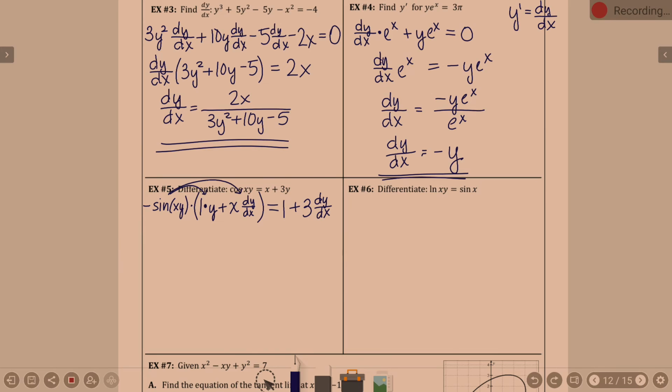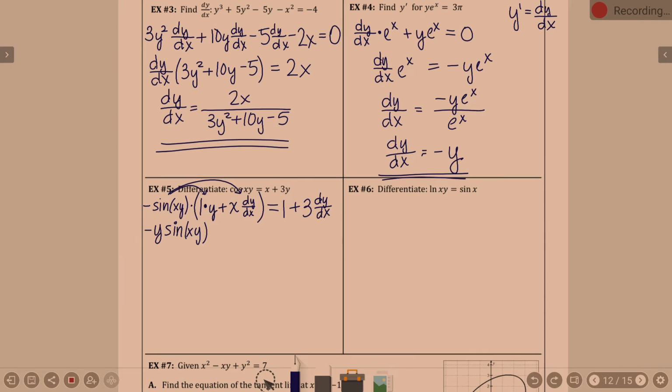Ah! Because in my parentheses one term has a dy dx and the other does not, we need to distribute. Negative sine xy times 1y, which is just y. When I multiply y times negative sine xy, I don't like to put something after my sine, because then you run into that trap of, is it part of the sine or not? So I prefer to put most things in front. Negative times positive is negative, so negative y sine xy is my first distributive term.